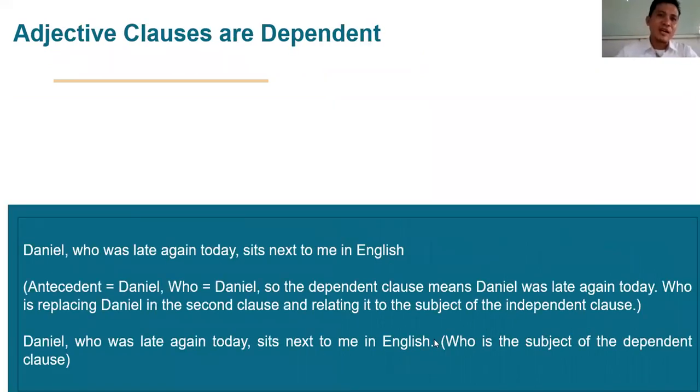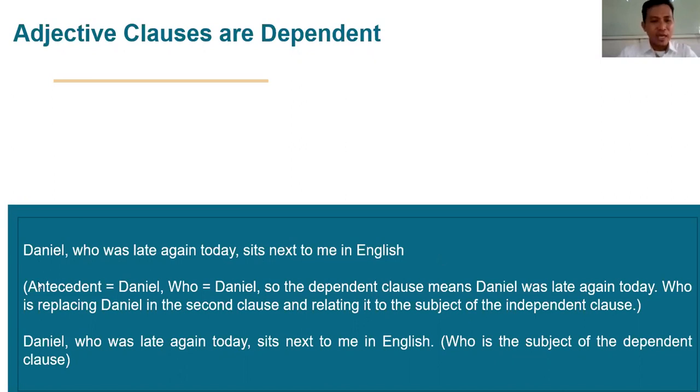Adjective clauses are dependent. Now this is the elaboration of that. Daniel, who was late again today, sits next to me in English. Can you find the adjective clause here? Which is the adjective clause? Who was late again today. That's right. So which is the independent clause? Daniel sits next to me in English. That's right.